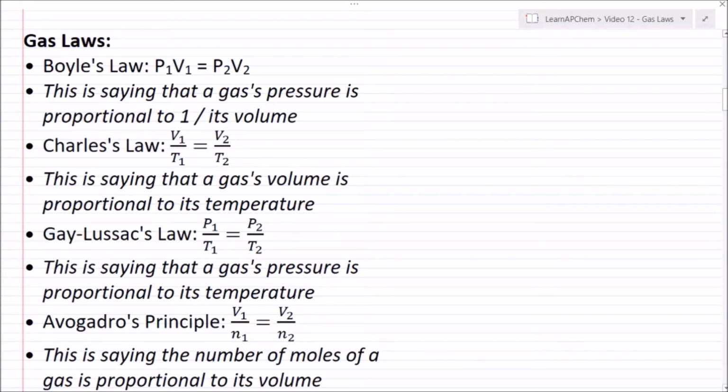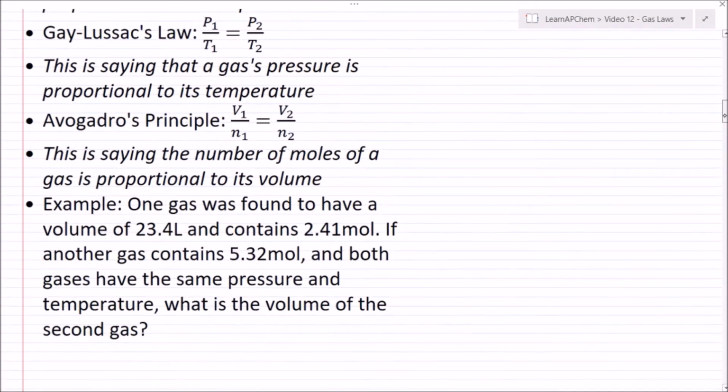Now Avogadro's principle says that V1 over N1 equals V2 over N2. Now this one is saying that the number of moles in a gas is proportional to its volume. You can also think about this as saying if two gases have the same pressure and temperature and the same volume, they will then have the same number of moles, which should make intuitive sense.